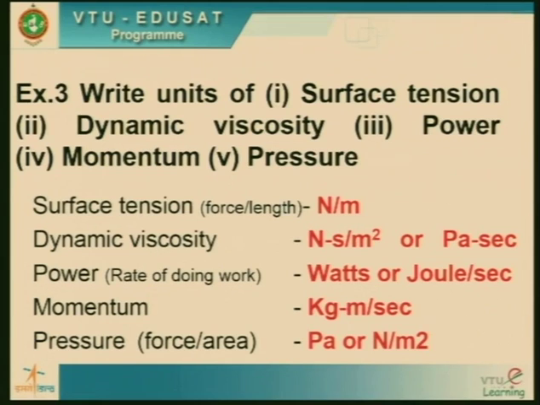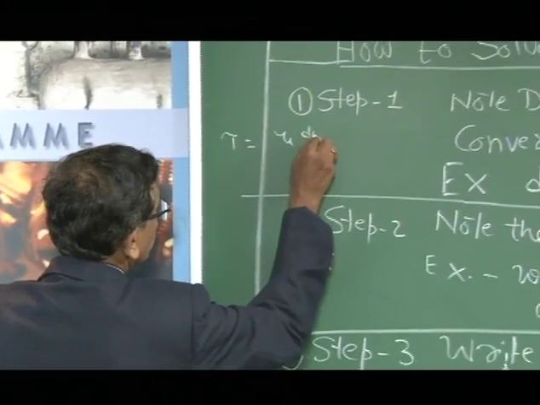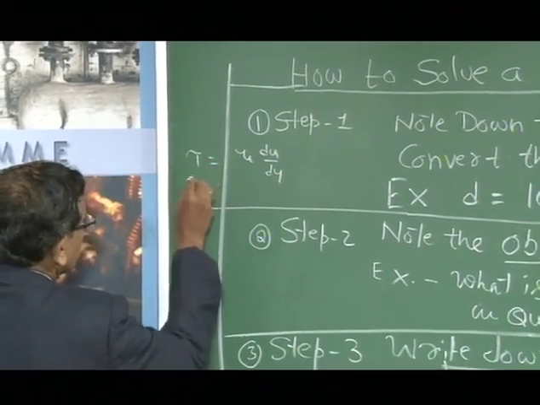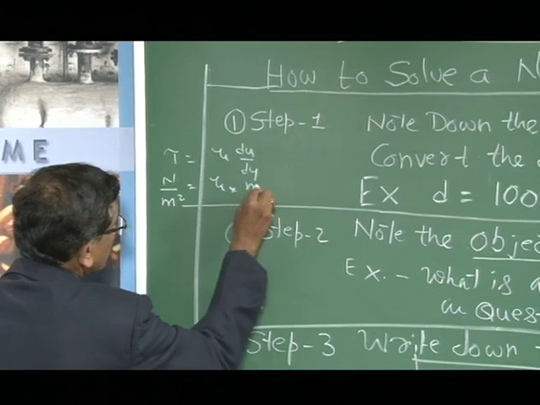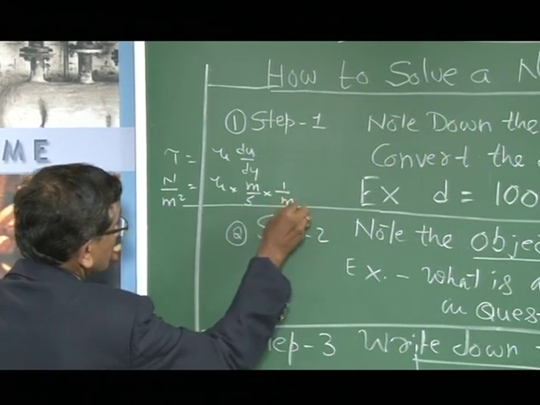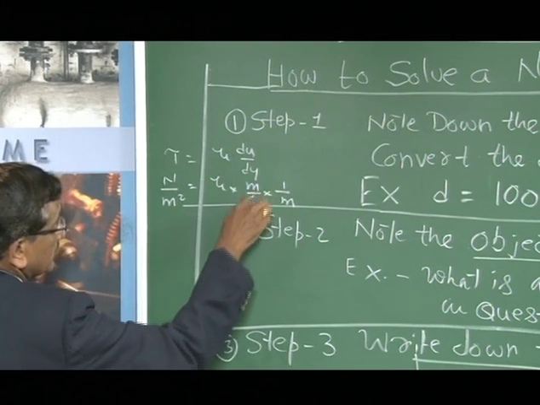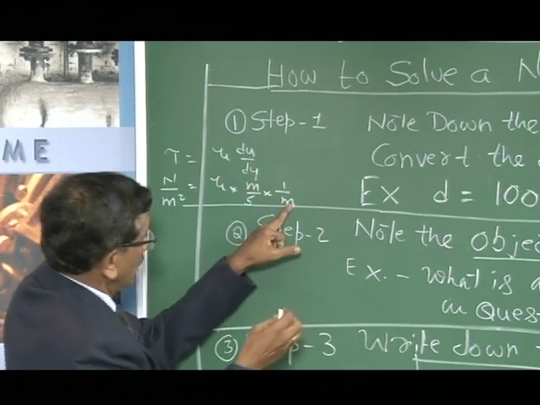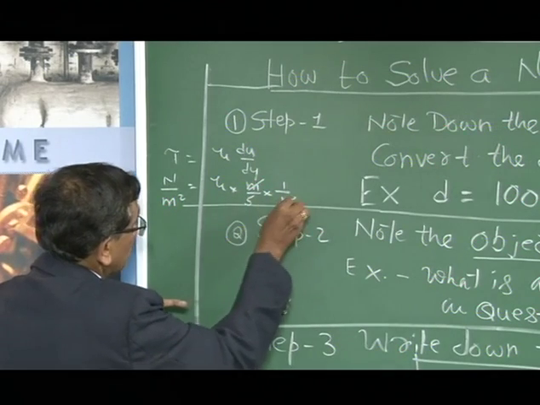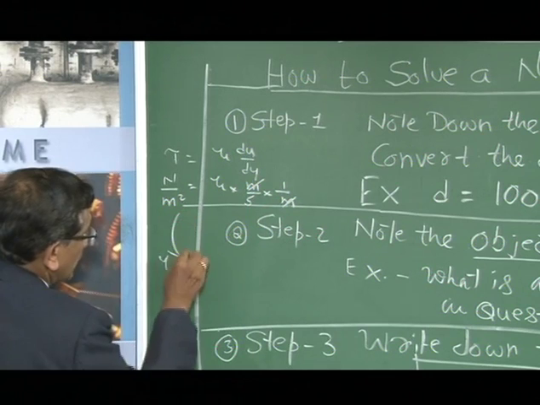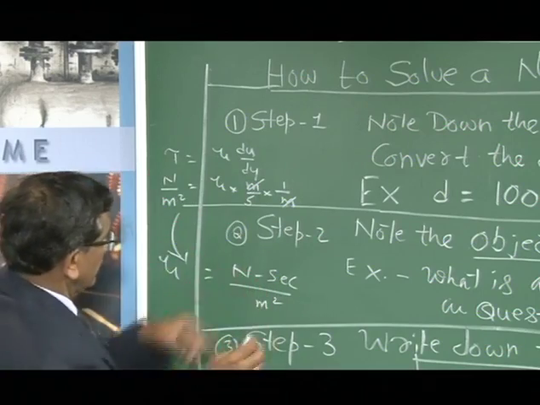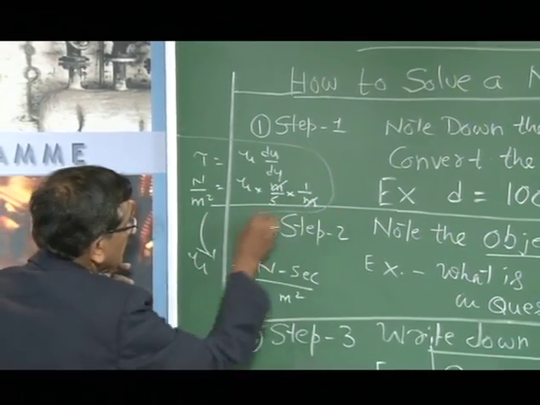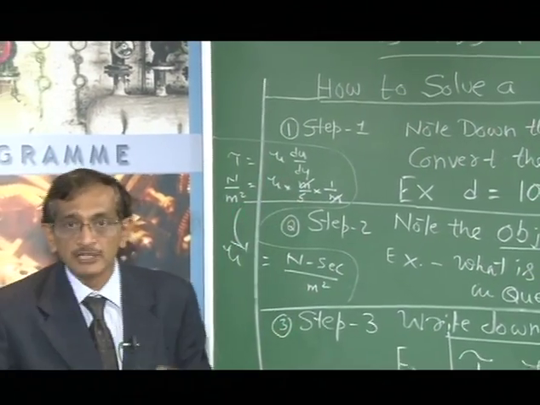Then comes the dynamic viscosity. I think I will derive it. Let us see here, tau is equal to mu into du by dy. This is a shear stress, N per meter square, mu, meter per second into 1 by meter. U is the velocity, meter per second, y is the deflection or the gap, meter. So, meter cancels, and you can see mu comes out as Newton second per meter square. Sorry, I am writing here, but you can see this much only. We can derive based on the fundamental dimension.